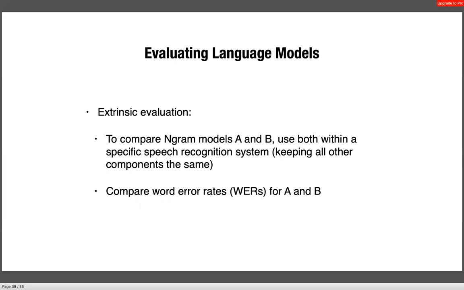So for example, in speech, what would that mean? If I wanted to compare two Ngram models A and B, I'll use both within a specific speech recognition system, and I'm going to fix every other component so that the only thing changing in the entire pipeline is the language model. And now you compare word error rates when you used Ngram model A and Ngram model B, which is the evaluation metric for the speech recognition system. This is the extrinsic evaluation of the language models. But as you might have thought, this is very expensive. Each time I want to compare two language models, I have to run through an entire decoding of the ASR system just to see how the language models are doing.